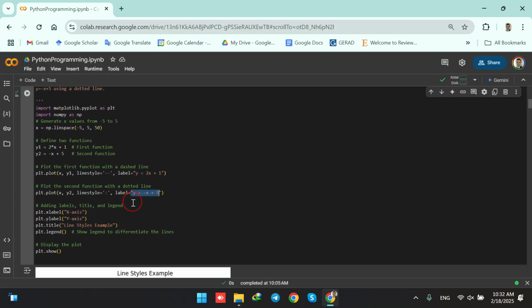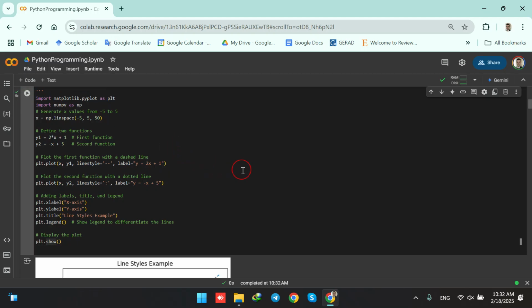Then we need to also label our figure. So the x-axis, the y-axis, and the title of the plot, we are labeling them here. We are also showing the legend to differentiate the lines, and then finally we show the plot.